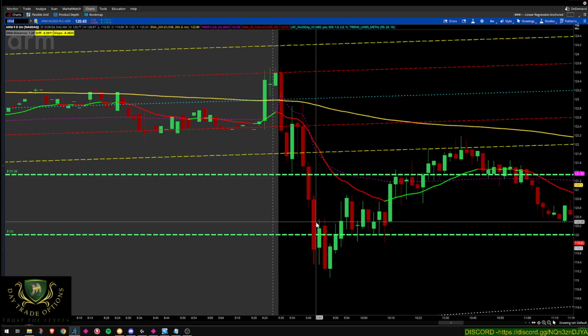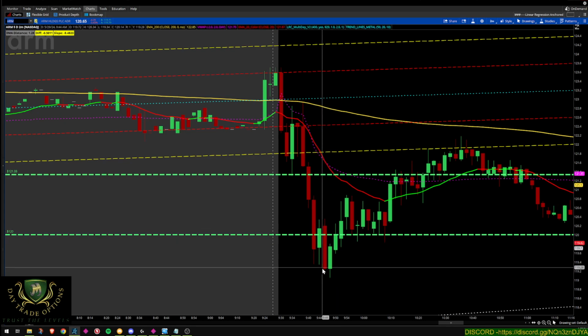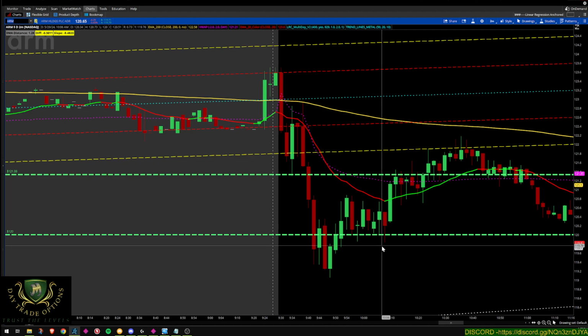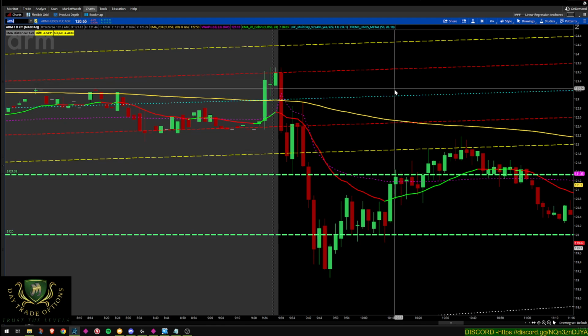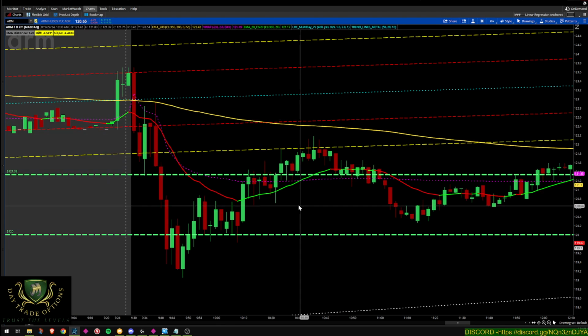I rode it all the way to 120, stayed in it this entire time. I got the entire move all the way to here and I got out. It was incredible, awesome trade, easy trade. That's how these trades go for the most part. Every now and then, you don't get the great or the perfect move, but you still get the moves.